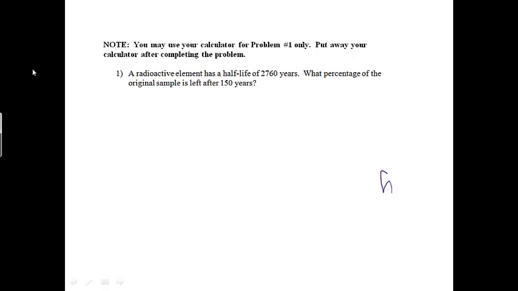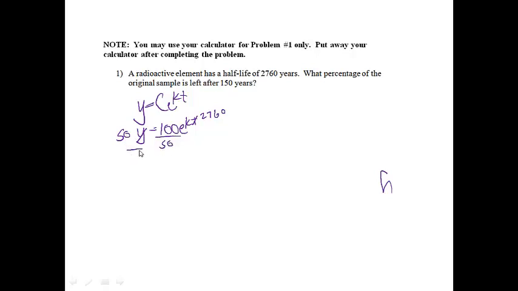I'm going to use y equals Ce^(kt). It didn't tell us how much of the sample I started with, so I'm actually going to start with 100. Then it tells me that the half-life is 2,760 years, so when the time is 2,760, I would be left with half of what I started with, so I'd be left with 50. So I'm going to be solving for k.